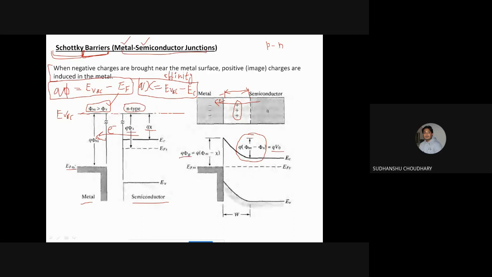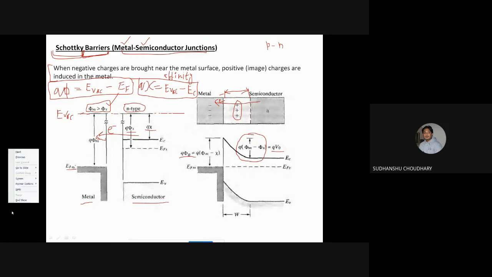So what is that barrier? That is q(phi_m minus chi), the difference between the metal work function and the semiconductor electron affinity. So this much barrier is on the metal side and this much barrier on the semiconductor side, and we don't want this barrier. This barrier is undesirable. We don't want this to happen. Why don't we want this barrier?